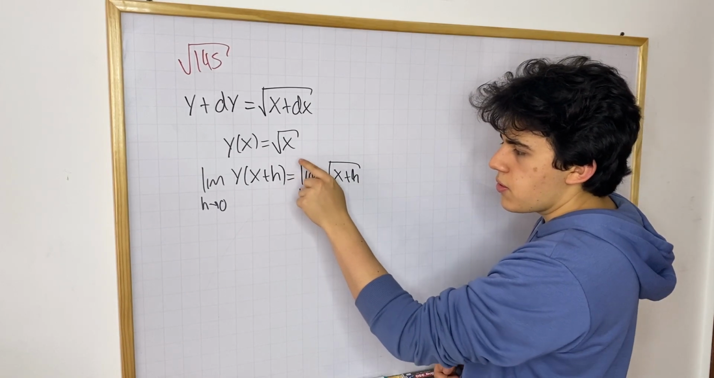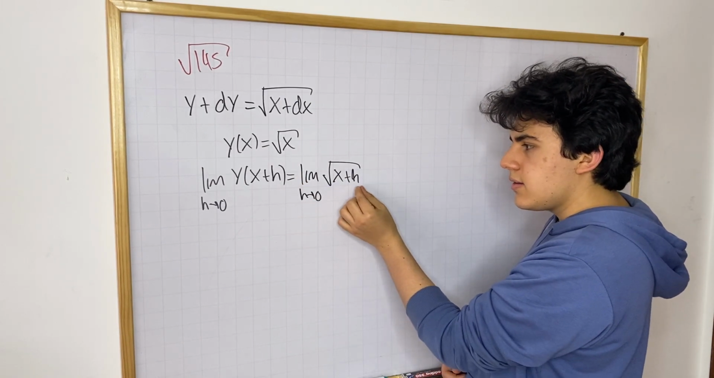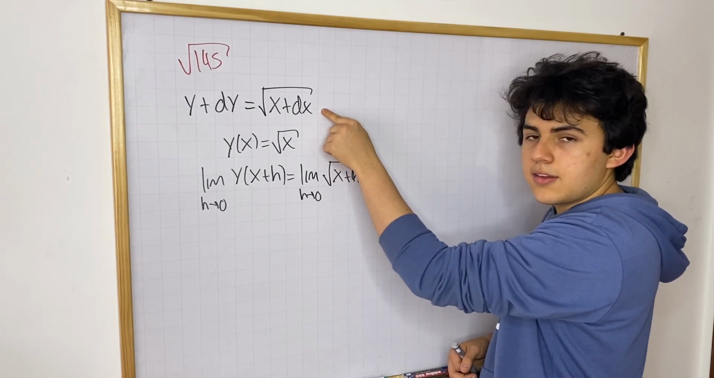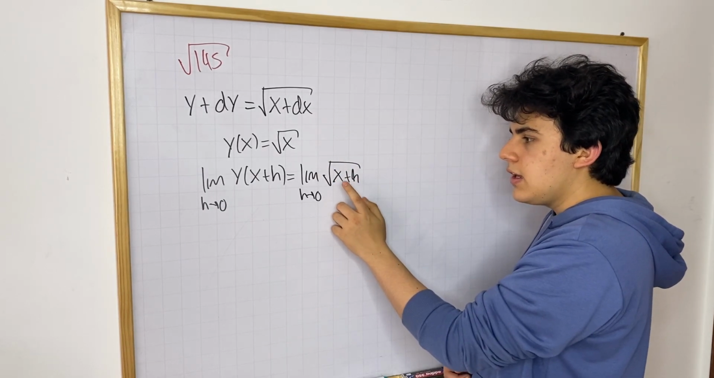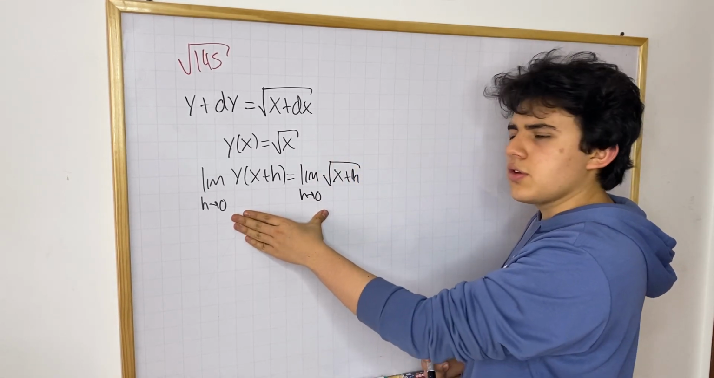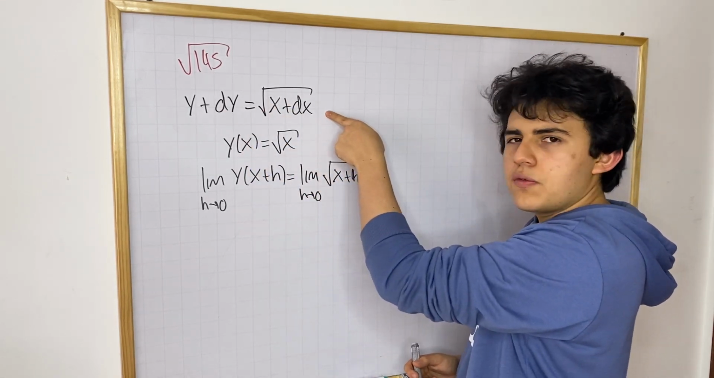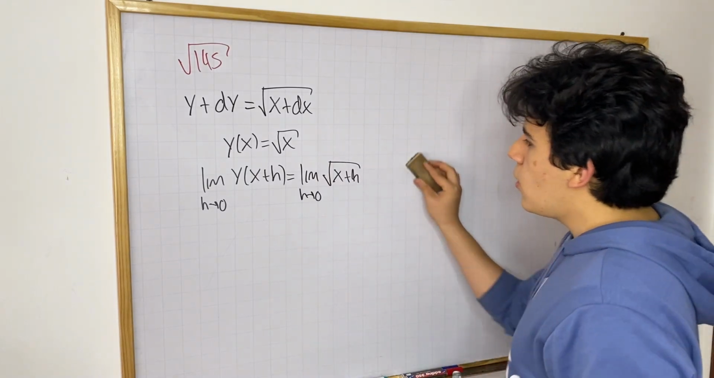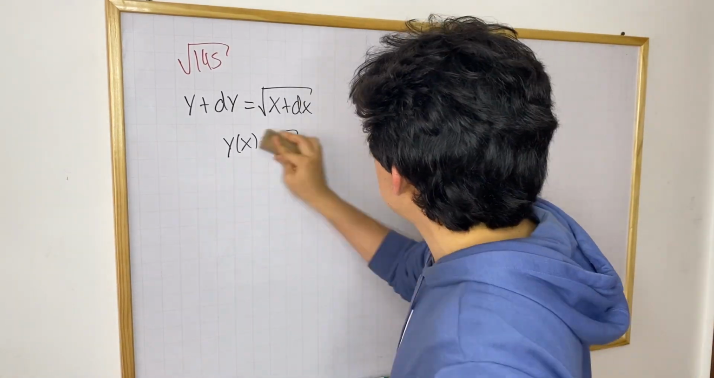If y is equal to the square root of x, you need to take the limit as that very small number, in our case the differential of x, is being added to x, and then take the square root of that. So this is some intuition into how I got this previous equation. So now let me go back to the problem.